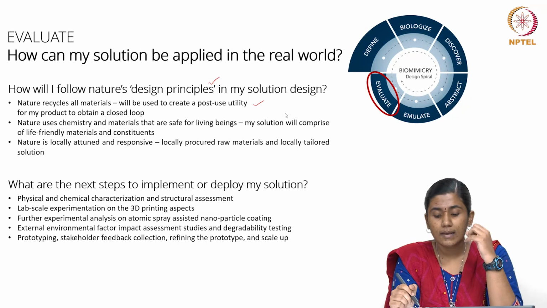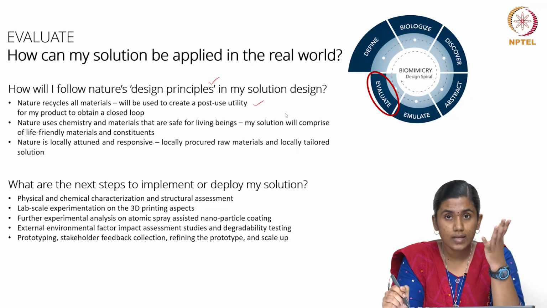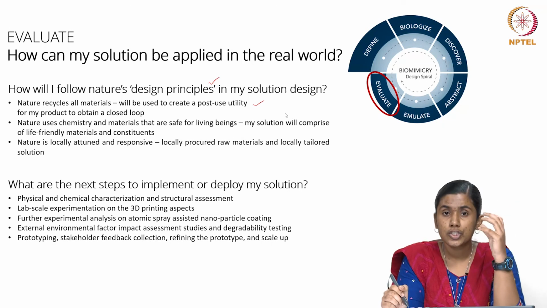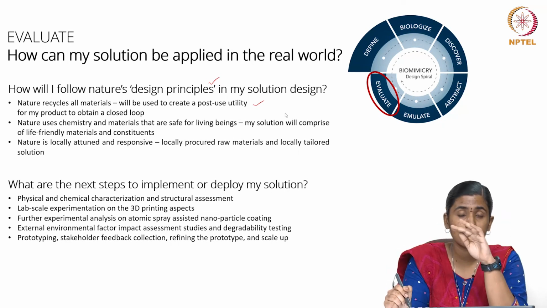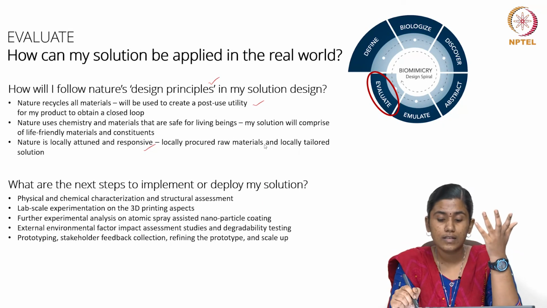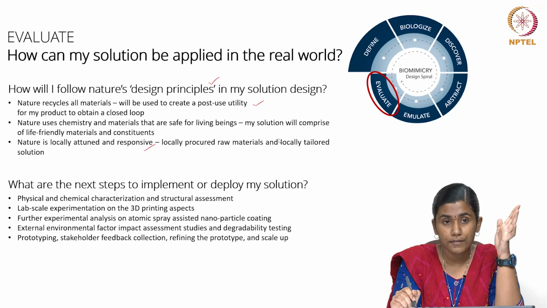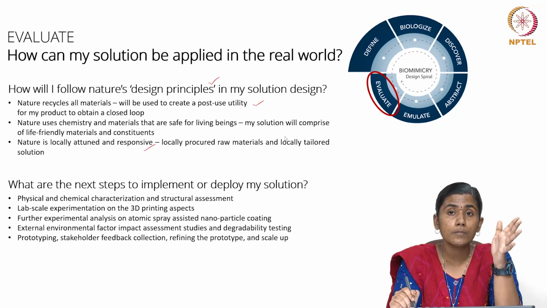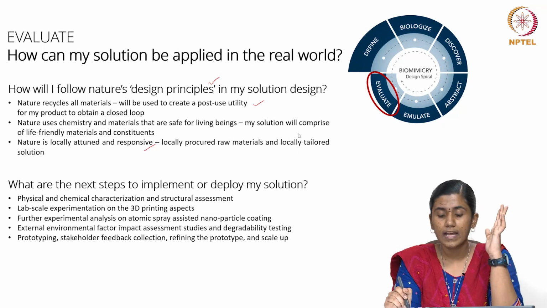And nature uses chemistry and materials that are safe for all living beings. So my solution, as you can see, was made up of agro waste powder, gelatin, glycerol, which are very safe and eco-friendly materials, and that do no harm. And nature is locally attuned and responsive. So these agro wastes have to be procured locally from the farming region, from the type of crop that's suitable for each region. So my solution will be locally tailored, and it will get raw materials from the local aspects, and it will suit the needs of the local population there.